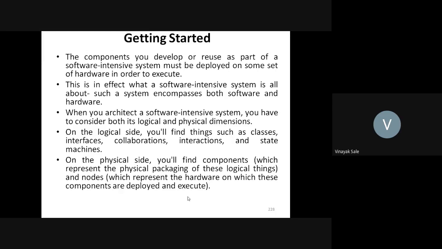When you architect a software-intensive system, you have to consider both logical and physical dimensions. On the logical side, you will find things such as classes, interfaces, collaborations, interactions, and state machines. On the physical side, you will find the components that represent the physical packaging of the logical things, and nodes, which represent hardware on which these components are deployed and execute.